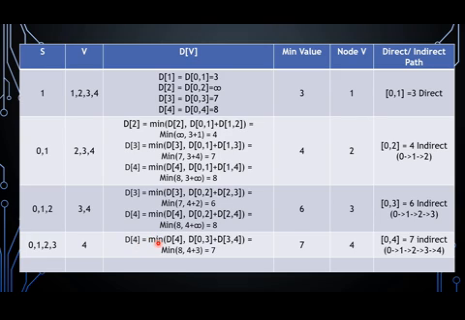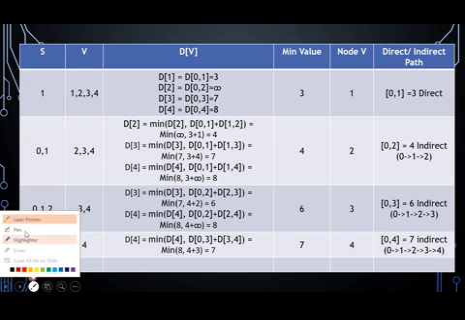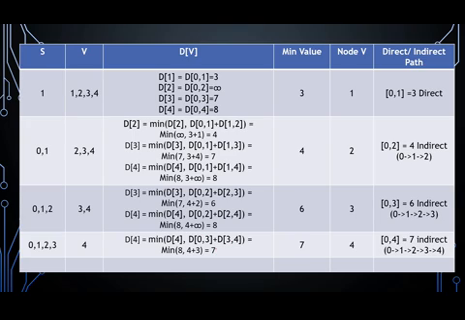So d of 4 is minimum of 8 and 6 plus 3, 9. When you compare 8 and 9, you get 8. So minimum value is 8. Node leading to it is 4. So 0 to 4, it is 8. See, whatever I have typed here is a mistake. Let me correct it so that you people don't make the same mistake again. So this is not 4, this is 6. Okay, and this is 8.